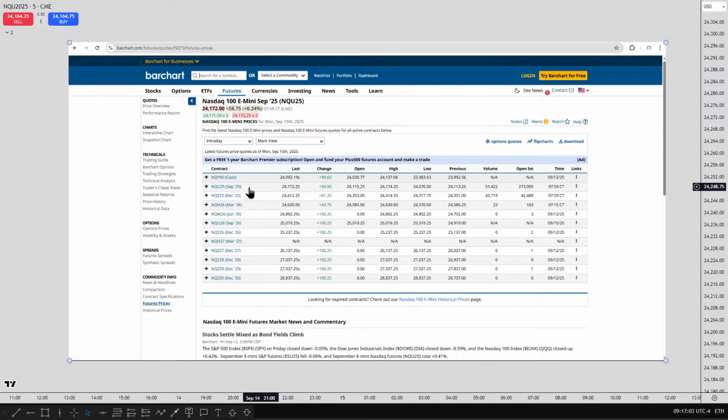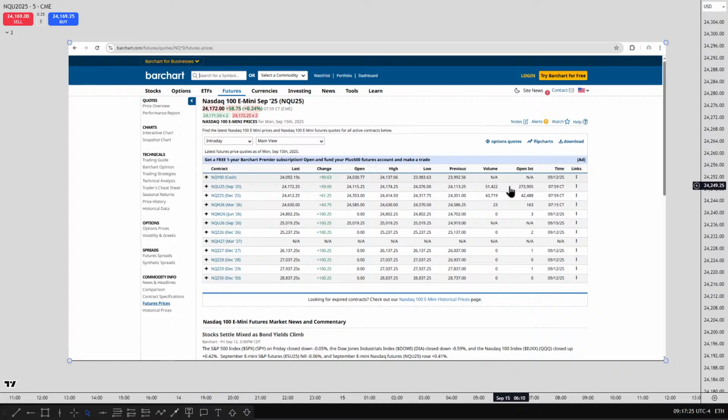So right now, the open interest, and open interest just means the amount of open positions, so the amount of contracts that are currently in the market. On NQU, we have 273,905 contracts in the market. On NQZ, we have 42,000. And then after that, you can see the number drops off completely.